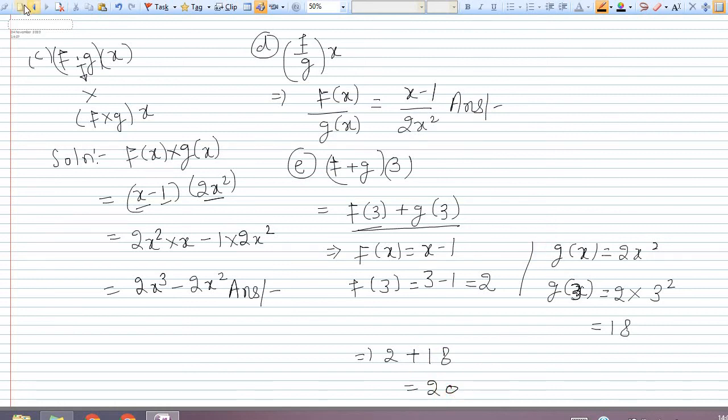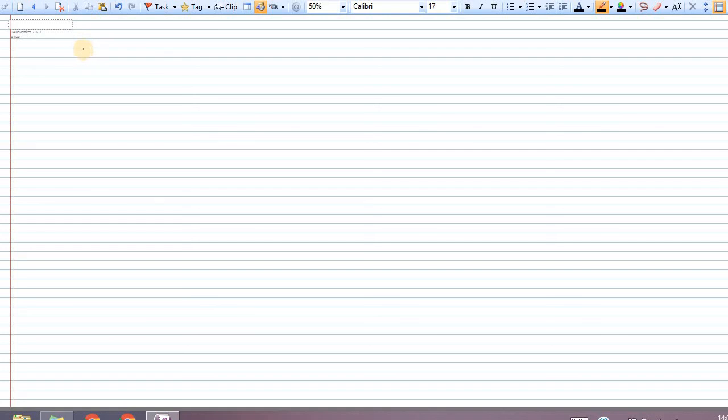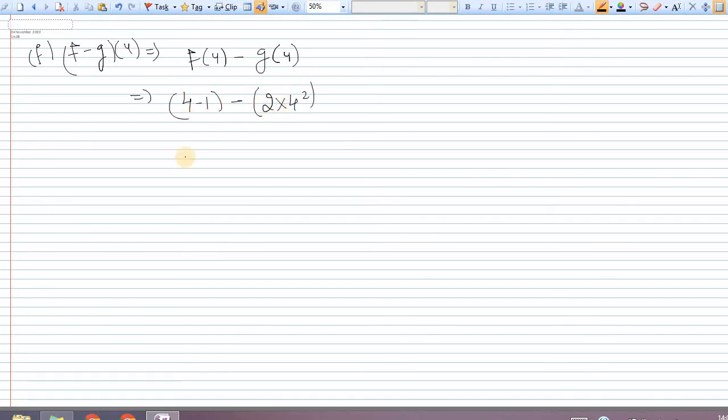Okay, now coming to our next part, that is (f minus g)(4). So it would be f(4) minus g(4). So we will put the value of x as 4. So it would be 4 minus 1 minus 2 into 4 square. So it would be 3 minus 32, and it would be minus 29.